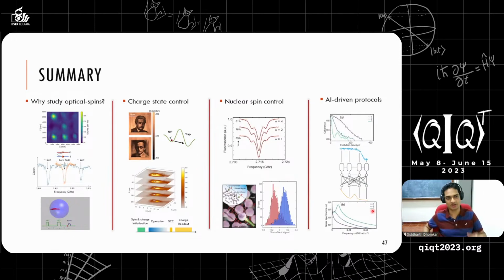This is the summary. I talked about why these spins are useful, optically active spins, how they can be used for doing quantum sensing. Then I talked about how to control charge state, how to control nuclear spin state and why that is useful. And then at the end, I talked very briefly about AI-driven protocols to mitigate decoherence.